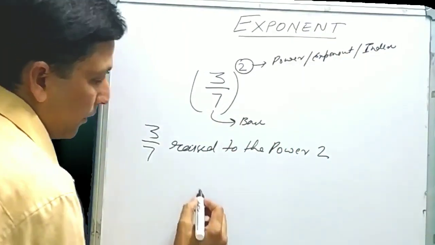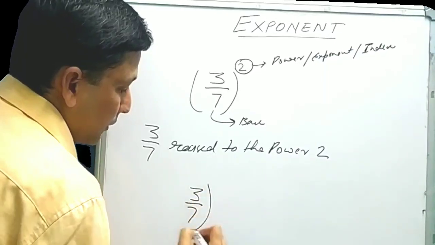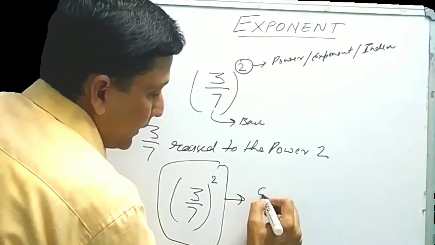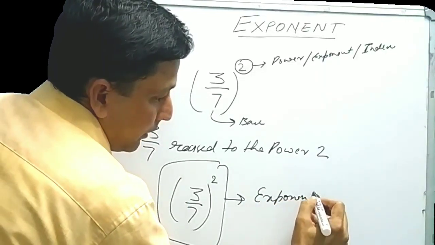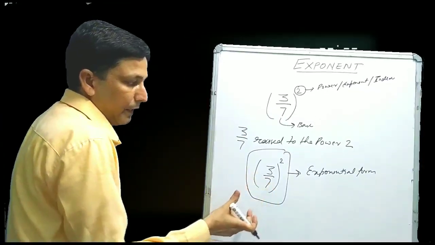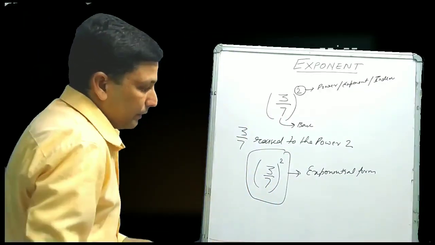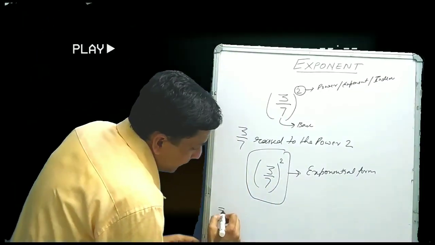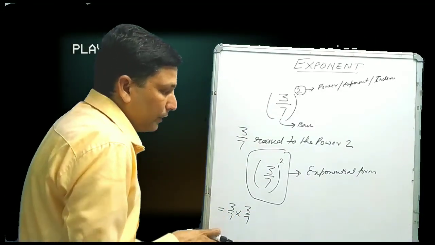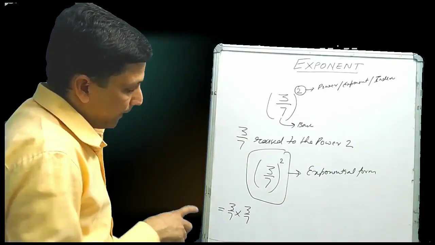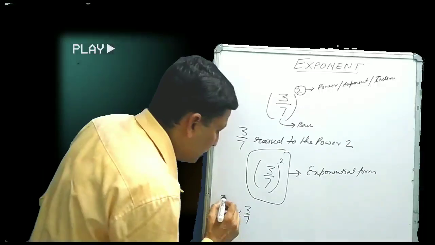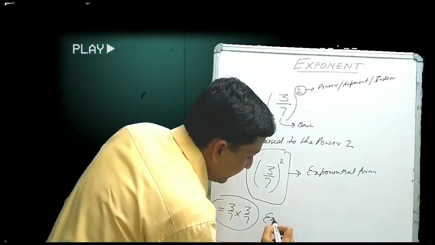And when we write like this, 3 upon 7 raised to the power 2, this form is known as exponential form. When we open this bracket according to its power, we can write 3 upon 7 into 3 upon 7. After opening the bracket we find there are two 3 upon 7 in the form of multiplication, and this form is known as expanded form.